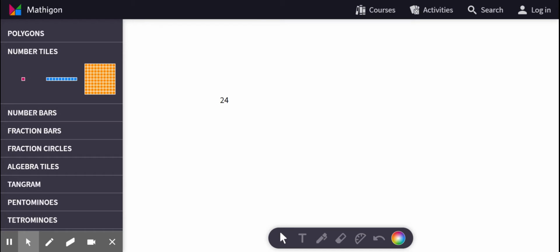I want you to think about the number 24 and ask yourself, how many tens does 24 have? And how many ones does 24 have? Take a minute and think about that. So you should have said that 24 has two tens and four ones. Do you agree? So two tens and four ones, right?